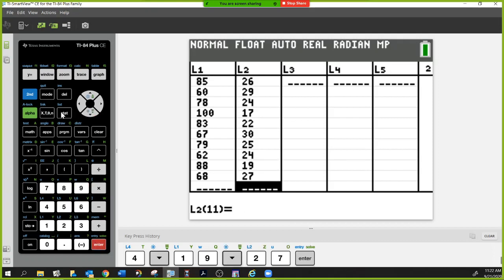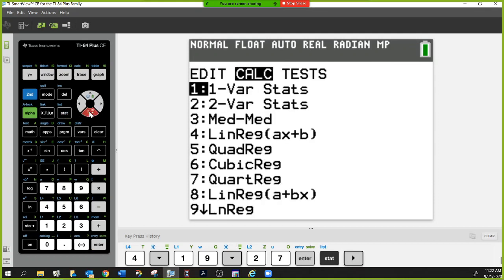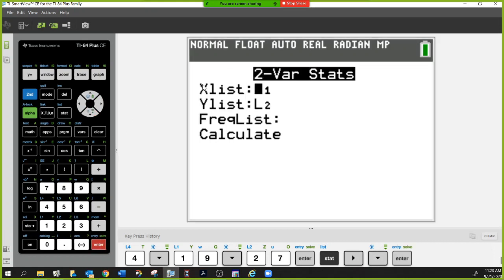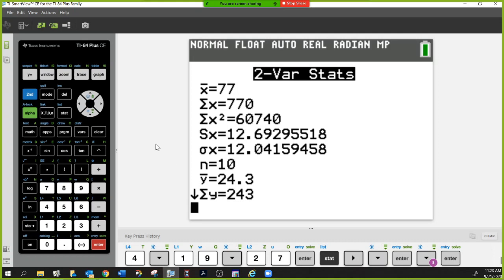So you go to stat, calc, two variable statistics. Beautiful. It has what's the x list, what's the y list. You do not have a frequency list, so leave it blank. And then calculate. And it spits out a whole bunch of stuff.